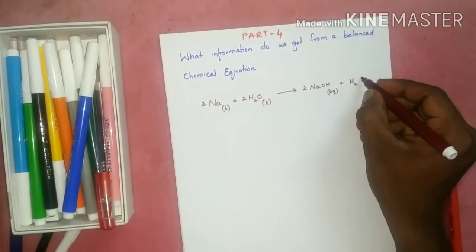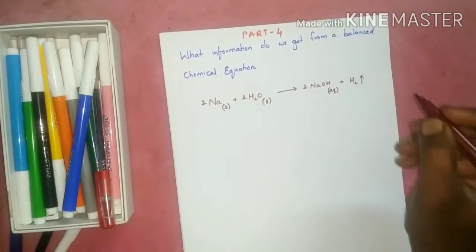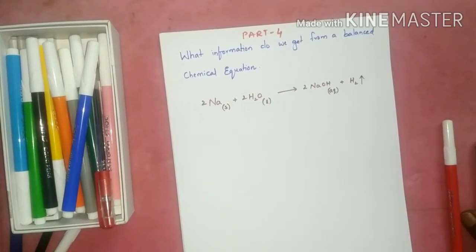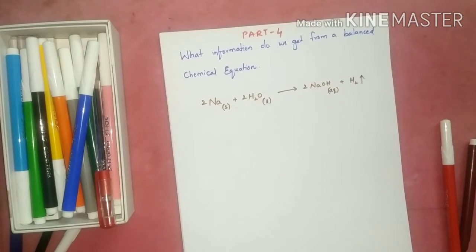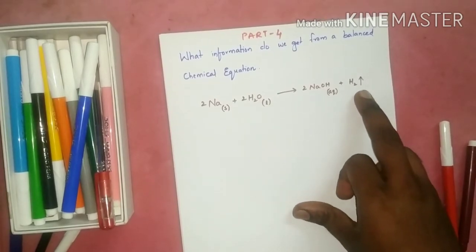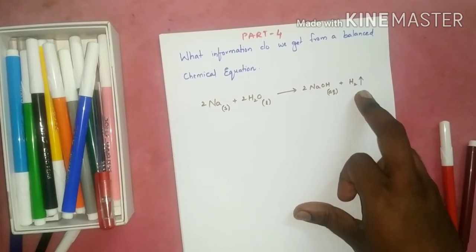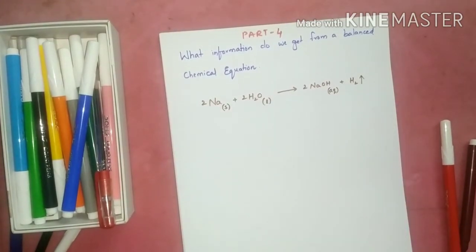Hydrogen gas is liberated, so we write an up arrow mark. If we get any precipitate, we write a down arrow mark. So by seeing this up arrow or down arrow mark, we can say whether a gas is liberated or not. Now let us see what information we are getting.